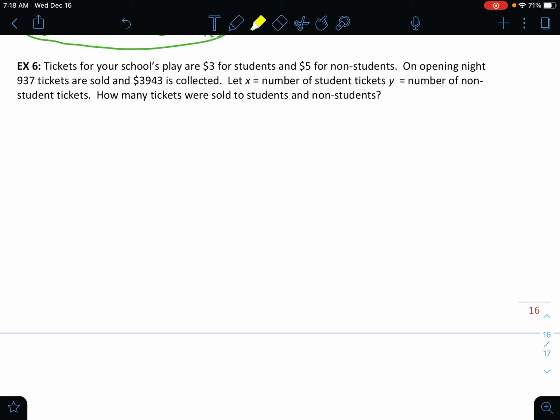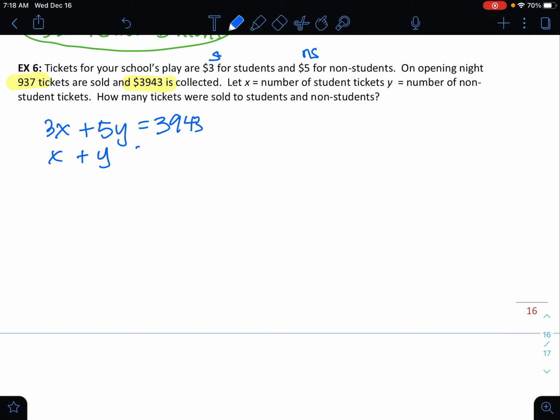Okay, we're going to have a similar setup here. I've got a total number of tickets and a total amount of money. So I'm going to have one equation with my money and one with the total number of tickets. X goes with student. So $3 goes with student. I'm going to put here NS for non-student. So equation 1 is going to be 3X plus 5Y. This is the money, so equals 39.43. The second one is some of them are student and some are non-student. So it's just X plus Y equals 937.